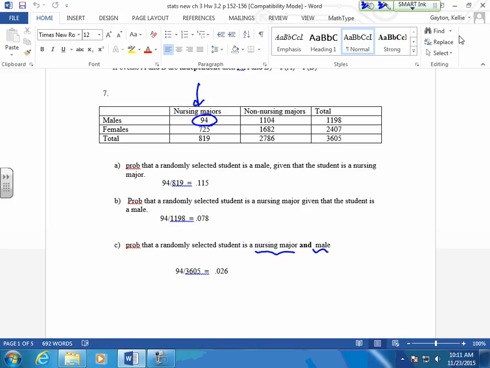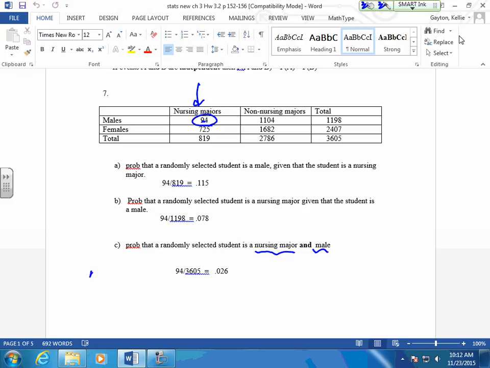94 out of what? 3605. I'm not in any column now, but I need them to be happening at the same time. I need this person to be a male and a nursing major. It just so happens they intersect right here, but I have to go based on my total because I kind of combined everything with this. So only 94 of those people out of 3,605 were actually a male nursing major.